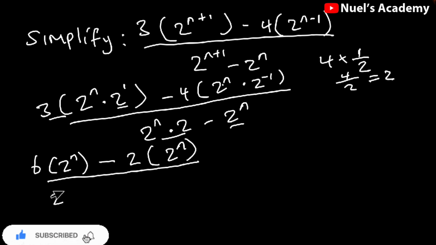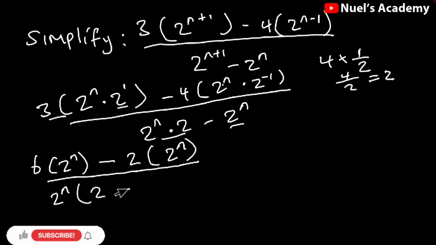So we have 2 raised to the power n into, now 2 raised to the power n times 2 divided by 2 raised to the power n, we are left with 2, then minus 2 raised to the power n divided by 2 raised to the power n is 1.